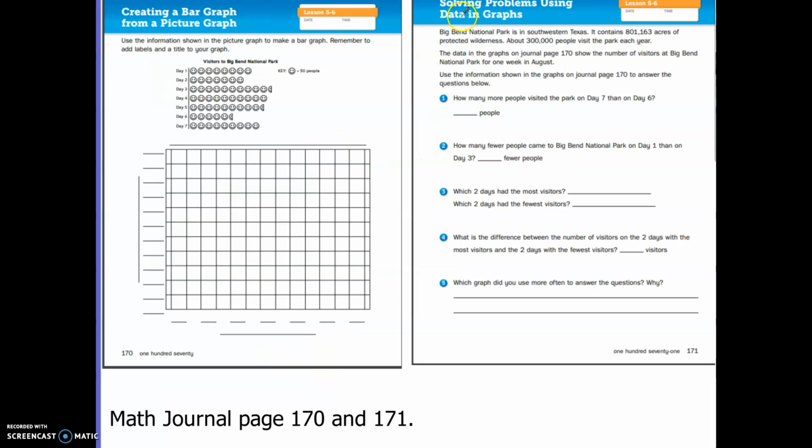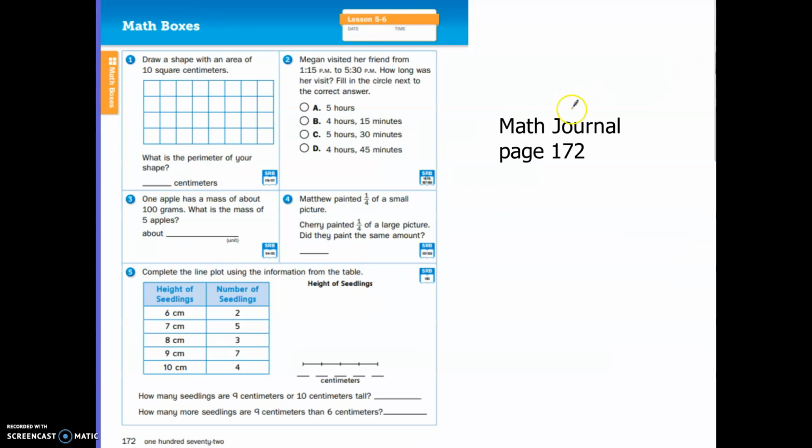And then for the rest of your time in math today, you're going to work on pages 170 and 171. You're going to work on reviewing, because we've already worked on making bar graphs and picture graphs. So here's a picture graph. You're going to change that information into a bar graph. Visitors to Big Bend National Park, that's the title. It goes here, all right? And then some questions to answer. And when you're finished with that, your math boxes. Good luck.